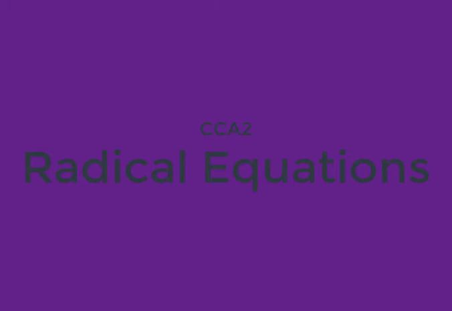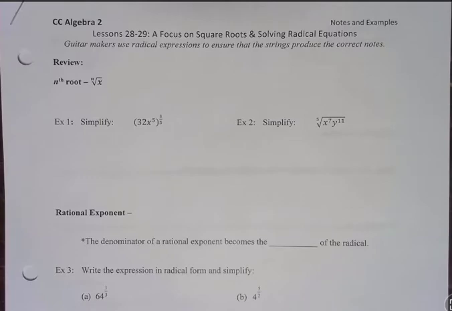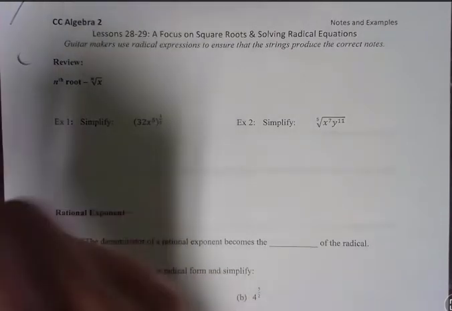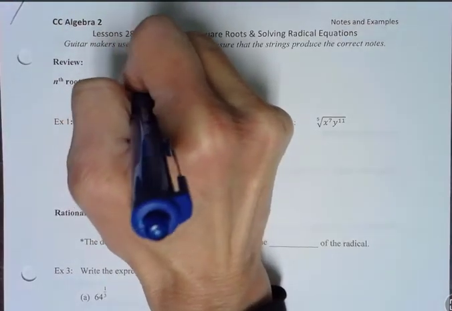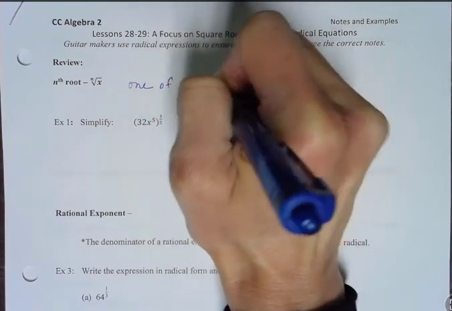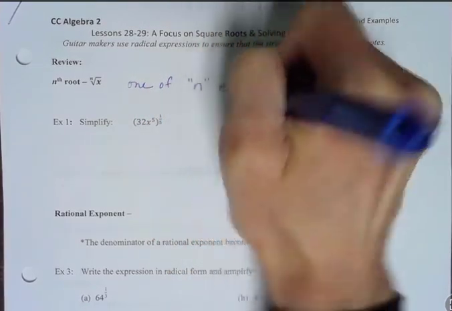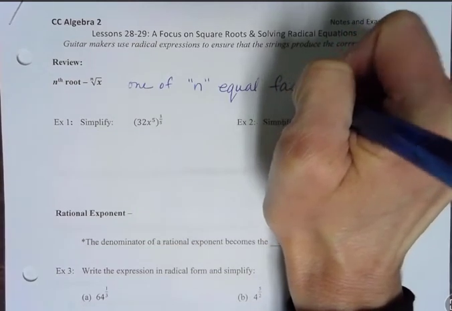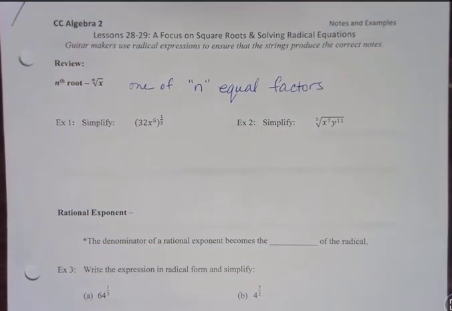Today we're going to review nth roots and then begin solving radical equations. So quick review, nth root means one of n equal factors. So if you're finding the nth root, that's one of n equal factors. For example, if you're finding the square root, that means one of two equal factors. If you're finding the cube root, that's one of three equal factors.